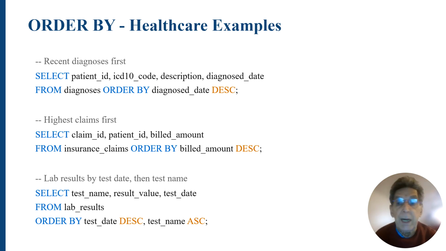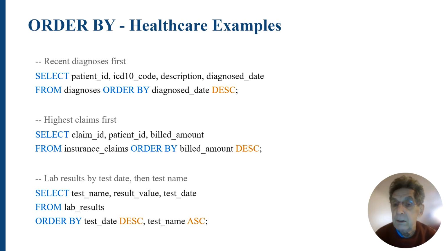All right, let's see order by in a realistic healthcare scenario. First, recent diagnoses first. When reviewing a patient's diagnosis history, you typically want to see the most recent issues at the top. So we're going to order by diagnosed date descending. This accomplishes this. Second, another example, let's look at the highest claims first. For financial analysis or identifying high-cost cases, sorting insurance claims by billed amount descending puts the biggest claims at the top.